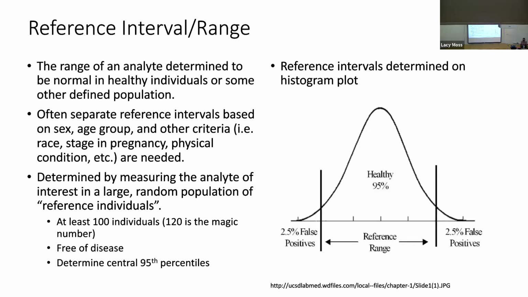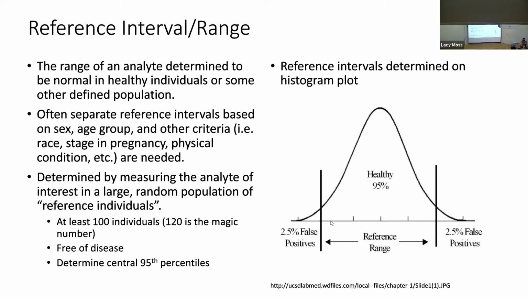because there's some analytes that vary more by race than by others. And to do this, you have to measure a lot of healthy people. So these are your reference individuals. And the magic number for this is 120 people. That's where you kind of get the statistical significance to determine what's normal. So you measure the concentration of your analyte in 120 seemingly healthy people.